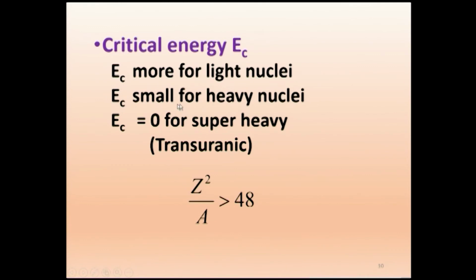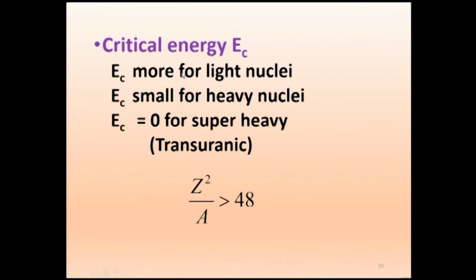Now EC is small for heavy nuclei. As we have been discussing, it is already in a disturbed state because of the excess protons. Because of the protons, it already has Coulomb repulsion, and therefore EC will be small for heavy nuclei. An example is uranium. And EC will be 0 for super heavy nuclei. When you say super heavy nuclei, that is transuranic, as the word says, after uranium. Uranium has 92, and anything after uranium is called a transuranic element.